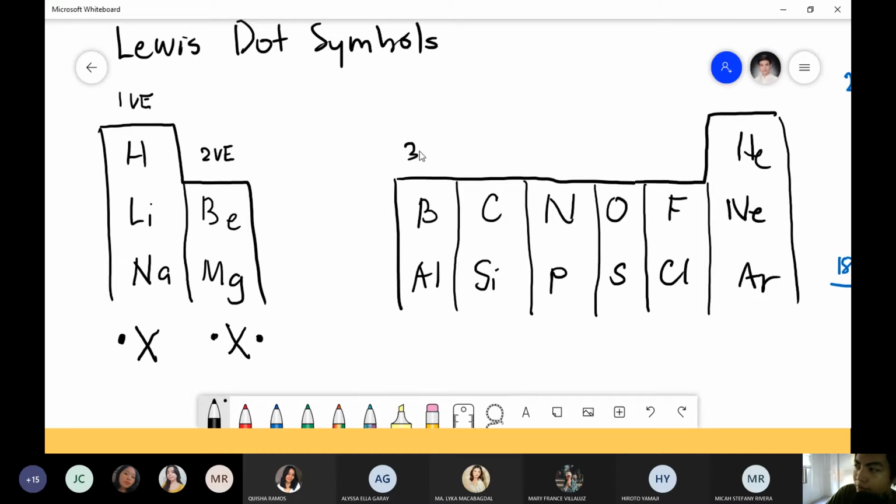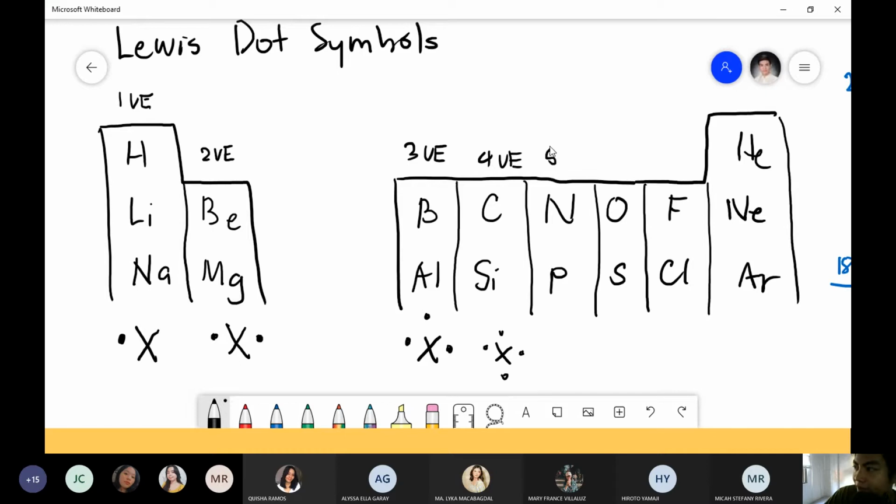So this will have three valence electrons. Okay, we represent it this way. This one has four valence electrons. Okay, so we represent it that way. Keep in mind that the valence electron should be unpaired first. Okay, so kailangan hindi siya paired.